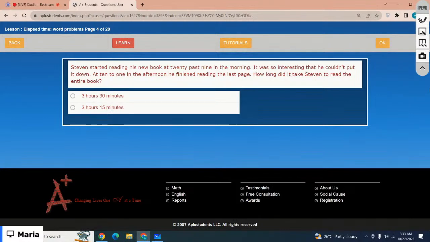Okay, Steven started reading his new book at 20 past 9 in the morning. It was so interesting that he couldn't put it down until 10 to 1 in the afternoon, when he finished reading the last page. How long did it take Steven to read the entire book? Which is the correct option?